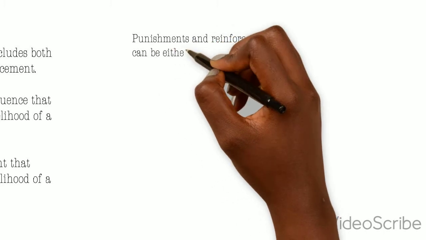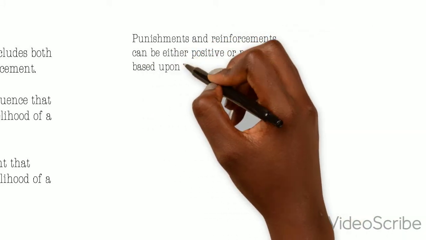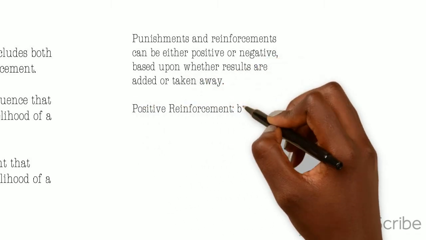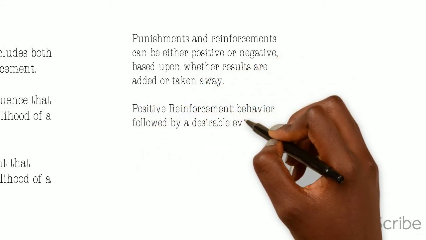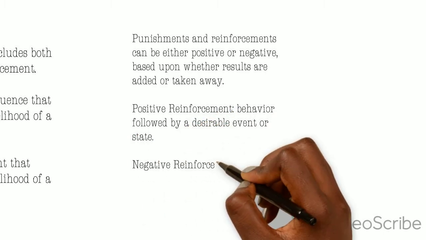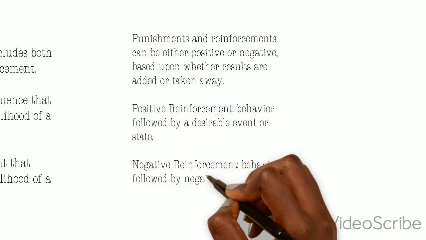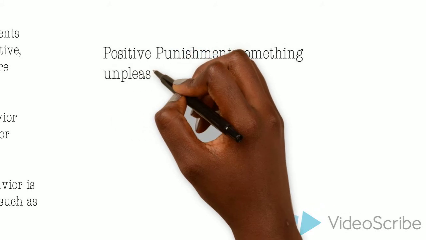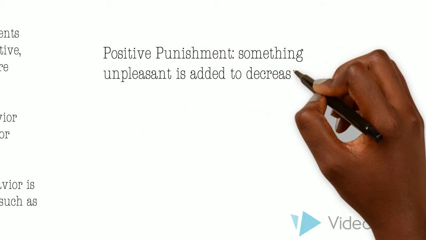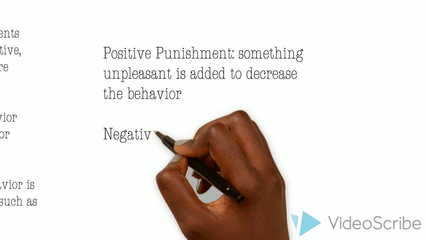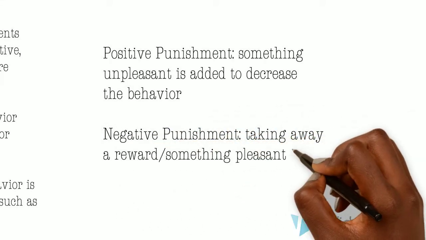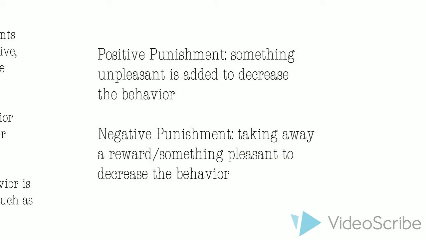Punishments and reinforcements can be either positive or negative, based upon whether results are added or taken away. Positive reinforcement, behavior followed by a desirable event or state. Negative reinforcement, behavior is followed by removal of a negative stimulus such as shock. Positive punishment, something unpleasant is added to decrease the future likelihood of behavior. Negative punishment, taking away a reward, something pleasant, to decrease the behavior.